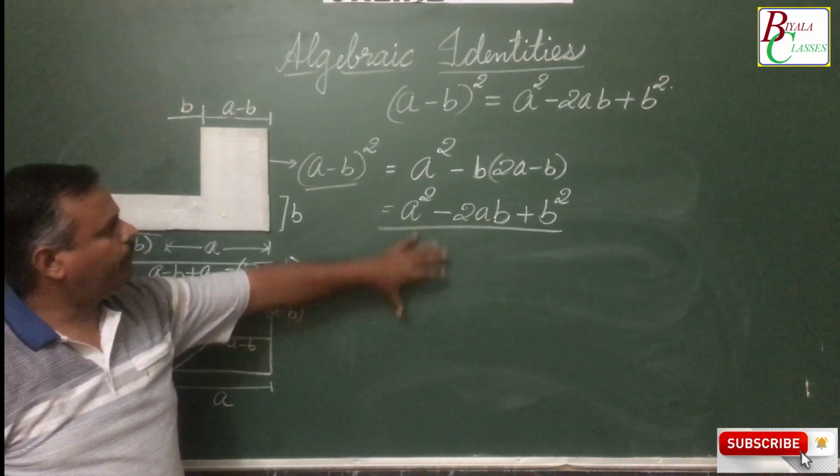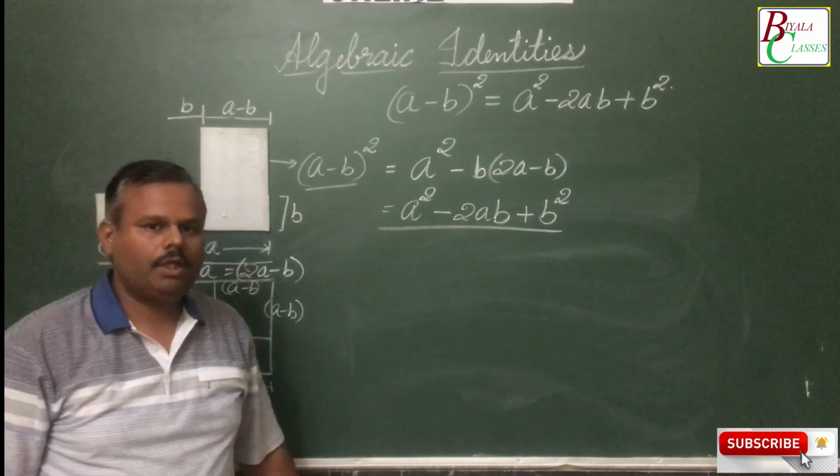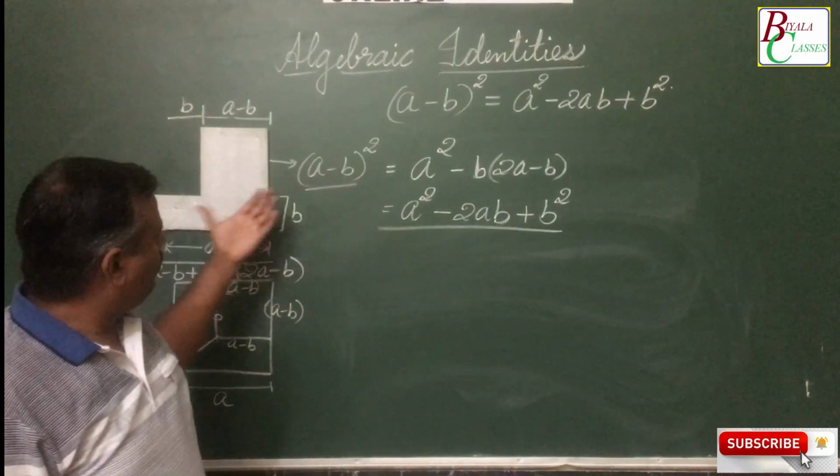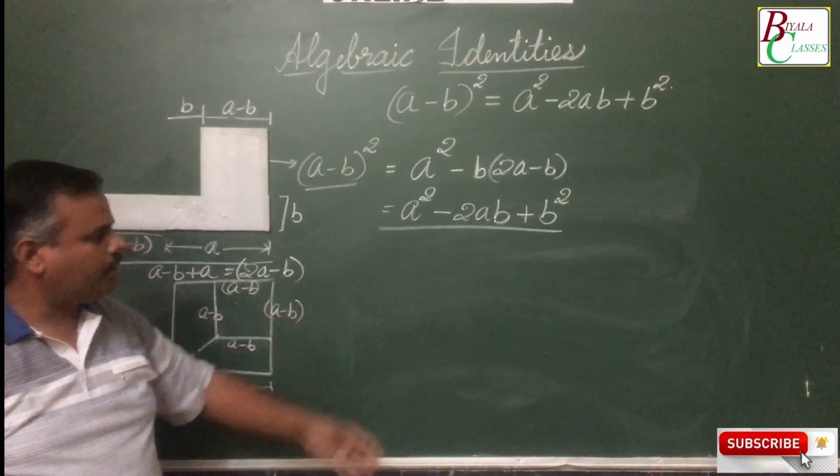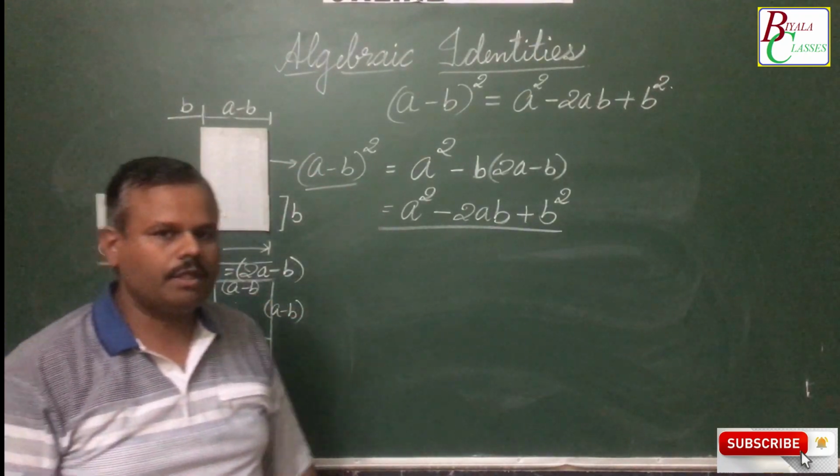So this is the proof of A minus B whole squared. There are two different ways of geometrically representing it. So I hope that is clear to you all.